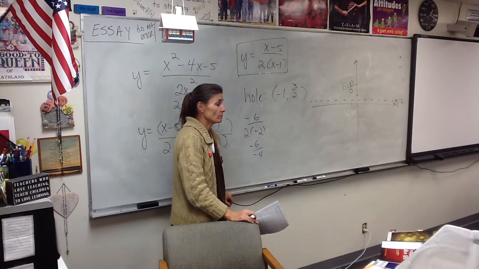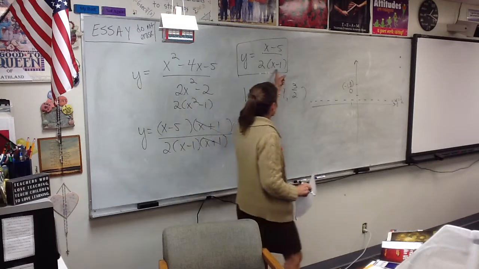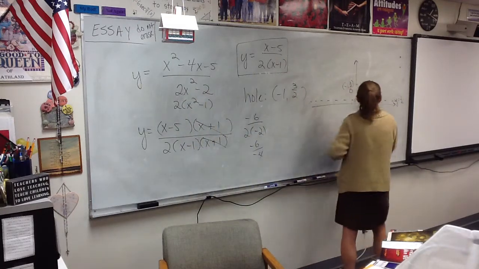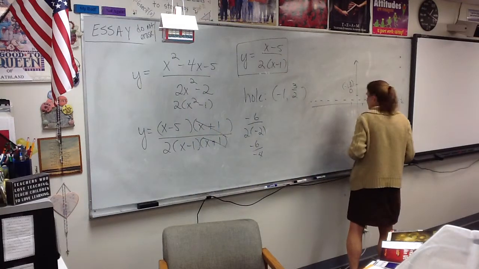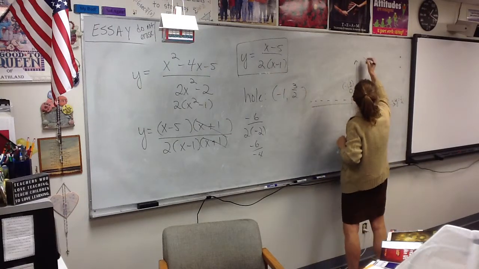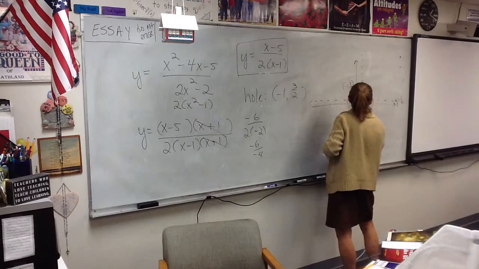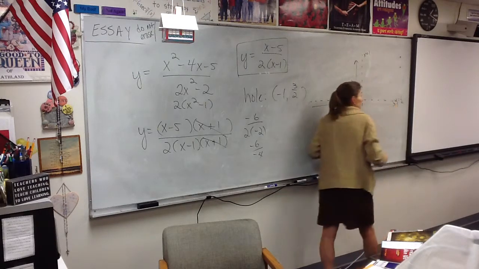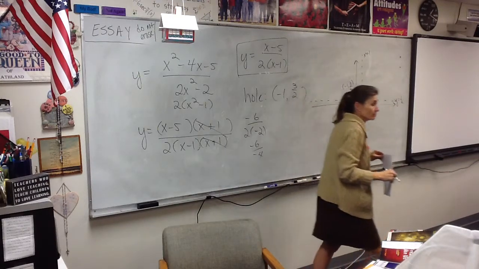Uh-oh, we're in trouble. Oh, no, I got you. The vertical asymptote is what makes the denominator 0, which is x equals 1. That's my vertical asymptote.